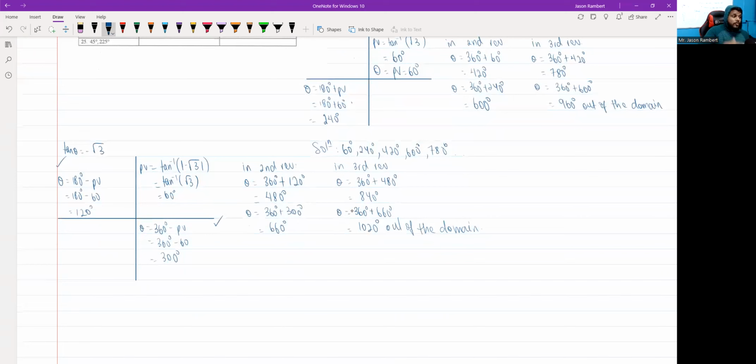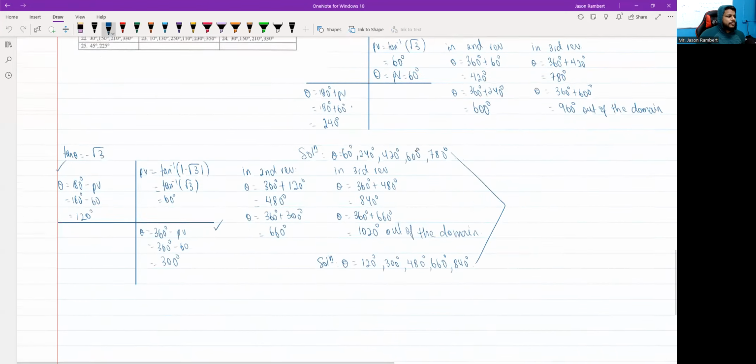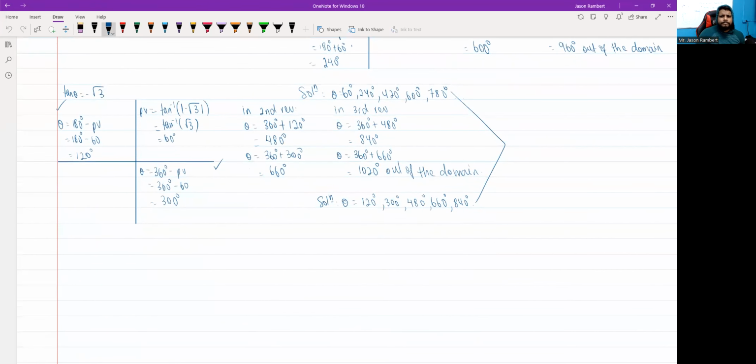So my solution for when tan theta is negative, I have to put theta is equal to that. Nearly forgot to put that. If I forgot it before, make sure I put it in. Theta is equal to 120, 300, 480, 660, and 840. So both of these combined will be my solution for all values of theta for tan squared theta minus 3 is equal to 0. Make sense? Understand that?